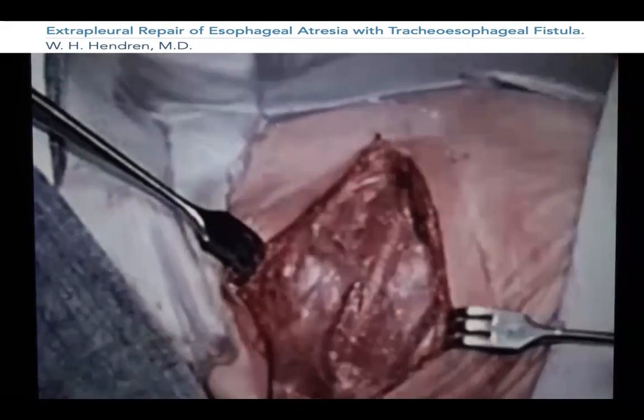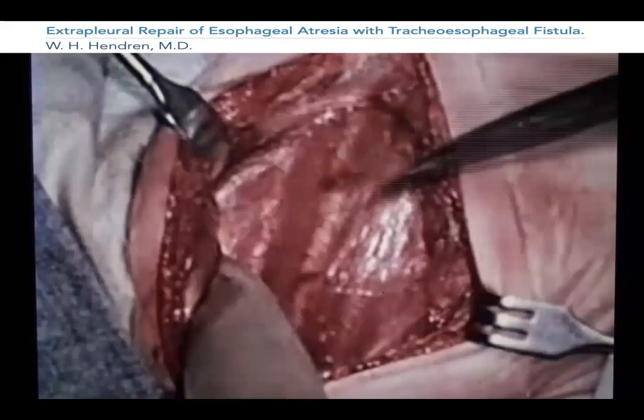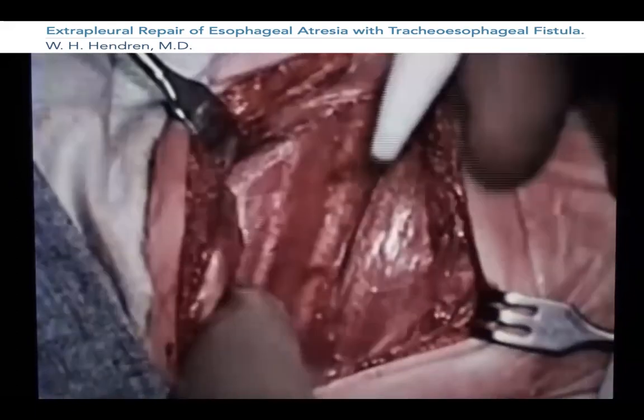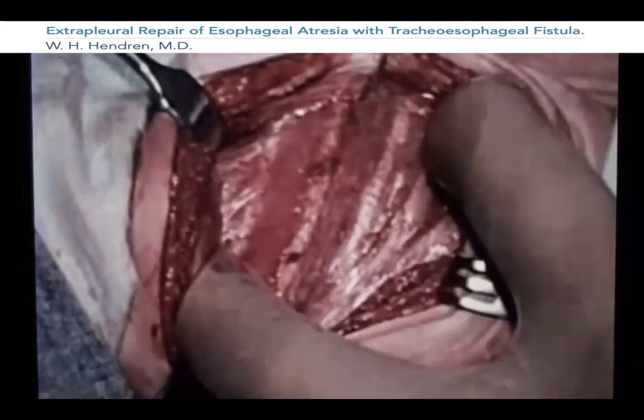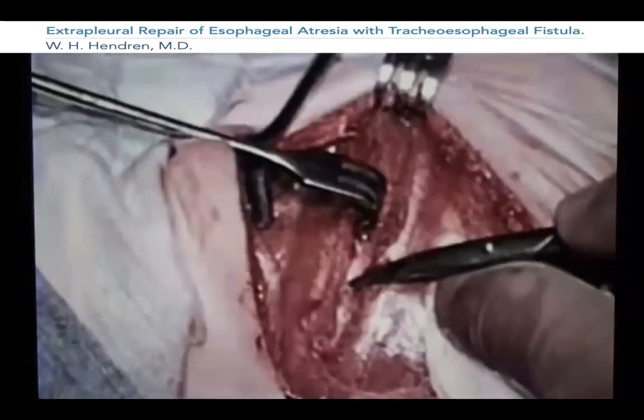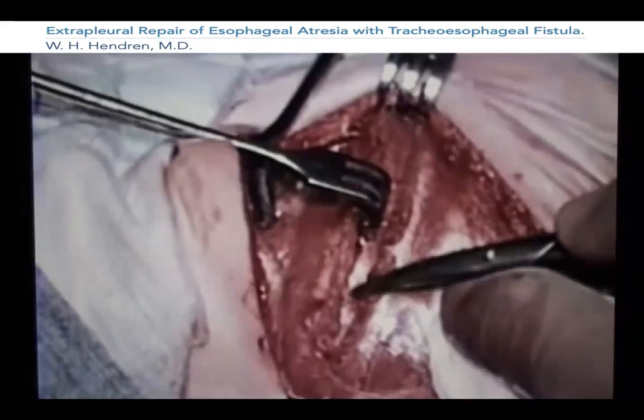The intercostal muscles of the fourth interspace are divided, taking care not to enter the pleura. Using small retractors, the fourth and fifth ribs are elevated, which facilitates teasing away the pleura by blunt dissection.